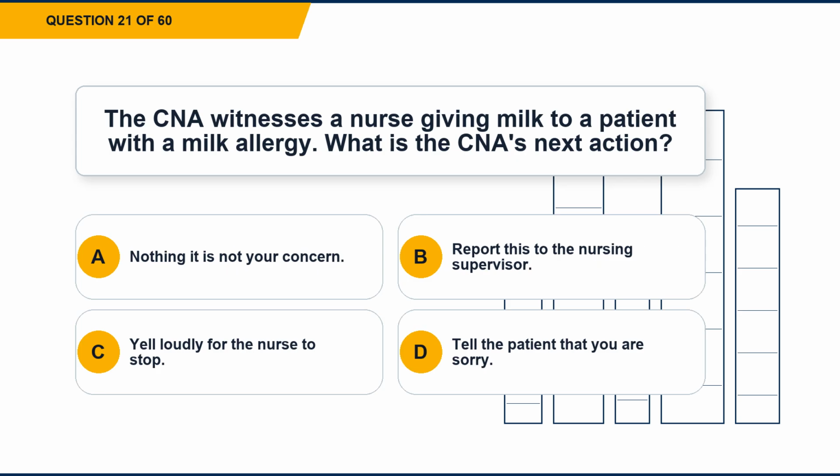Question 21. The CNA witnesses a nurse giving milk to a patient with a milk allergy. What is the CNA's next action? Option A. Nothing. It is not your concern. Option B. Report this to the nursing supervisor. Option C. Yell loudly for the nurse to stop.